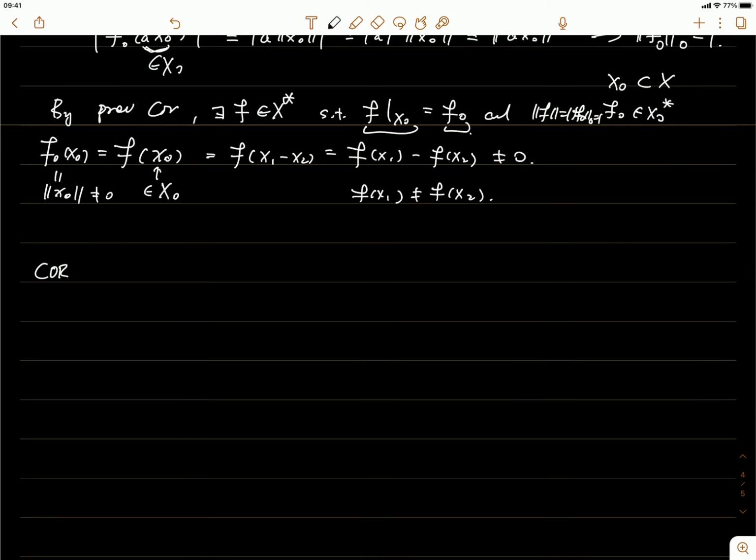And there is also another corollary, which is really simple to show. I will skip the proof; you can try it yourself. Suppose we have a B star space, and x naught is a linear subspace of x.